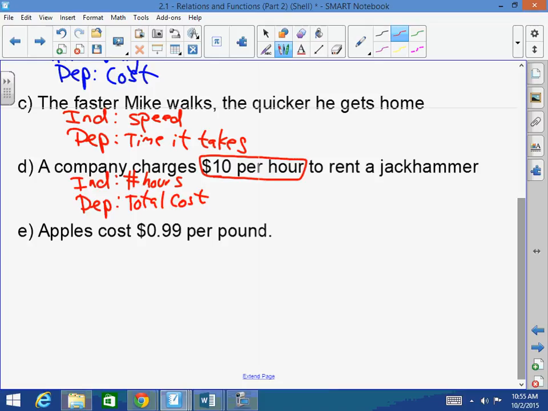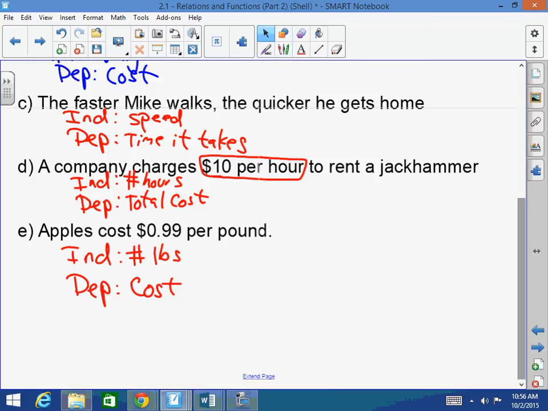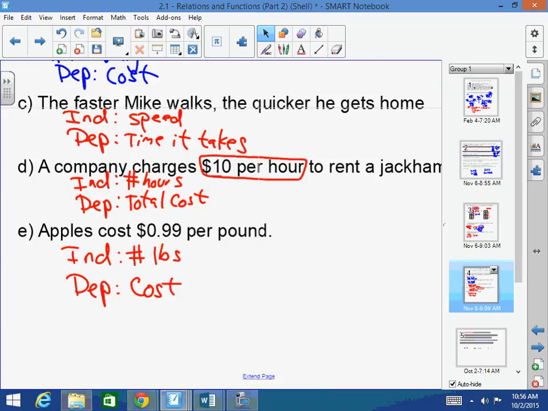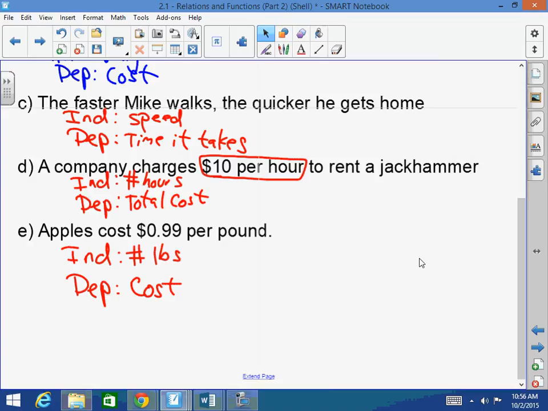Yes, sir. Oh, okay. What's this one then, my brother? Independent is the number of pounds. Very good. The number of pounds you buy. And the dependent is the total cost. Very good. I buy 10 pounds, it's going to cost you $9.90. You buy 1 pound, it costs you 99 cents. The cost depends on how many pounds you purchased. Does that make sense, gentlemen? All right. May I continue?